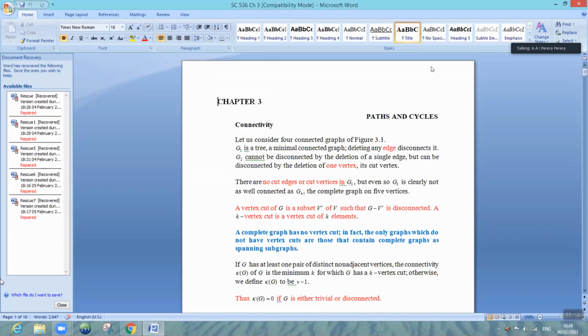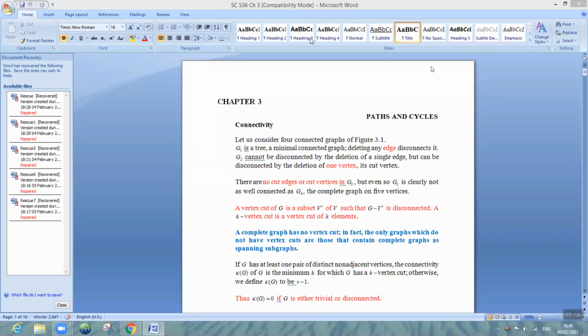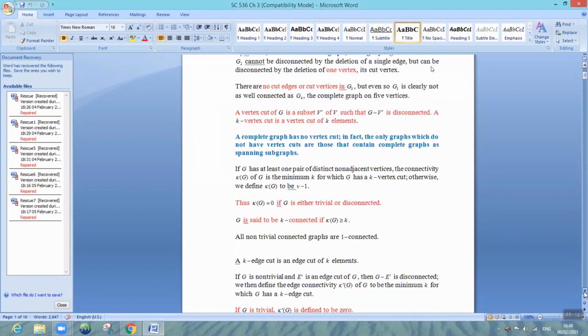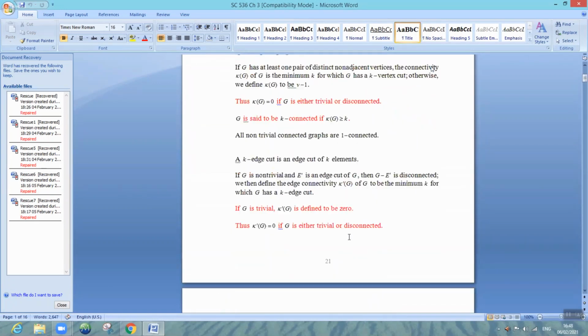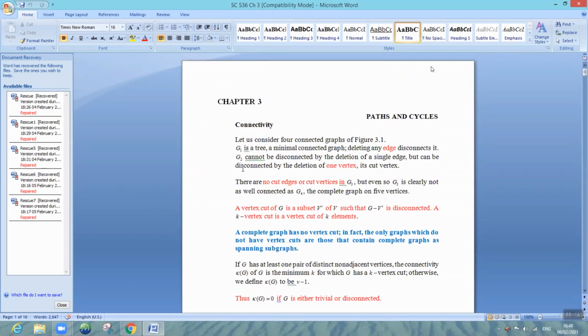Let's consider the four connected graphs of figure 3.1. G1 is a tree. It is a minimal connected graph. Deleting any edge, you can disconnect. In G1, deleting any edge you can disconnect. Also deleting a vertex you can disconnect. Not any vertex, though: this vertex or this vertex, if you remove this one, still one component. So deleting an edge you can disconnect, and deleting a vertex you can disconnect.